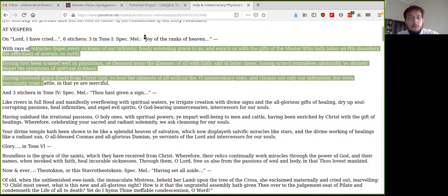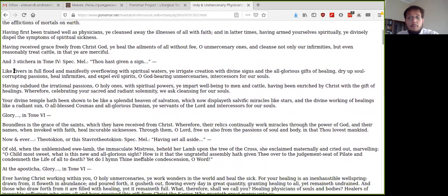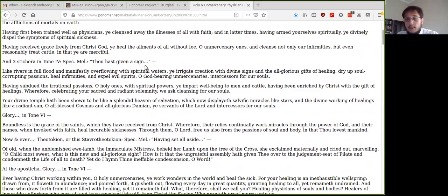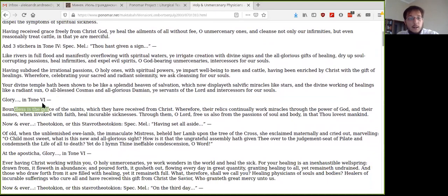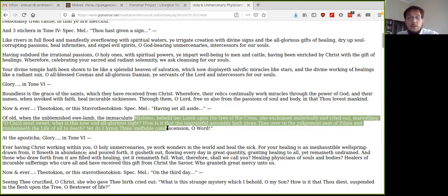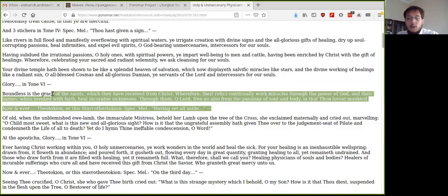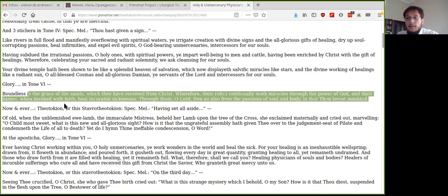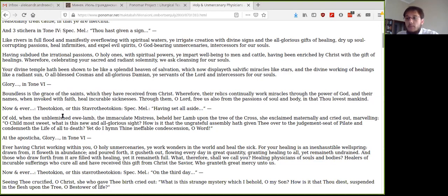So the first set of Stichira is sung to the melody Joy of the Ranks of Heaven, Небесных чинов радования. The second set of stichira is sung to the melody, Thou hast given a sign. But here the doxasticon is idiomelic. The Stavrotheotokion is in the tone of the doxasticon. It is also a prosomion, melody, Having set all aside. So it is also a prosomion. But the Theotokion that is going to follow an idiomelic stichiron also needs to be idiomelic, okay? An idiomelic stichiron needs to be followed by an idiomelic Theotokion. That's the logic of the typicon.